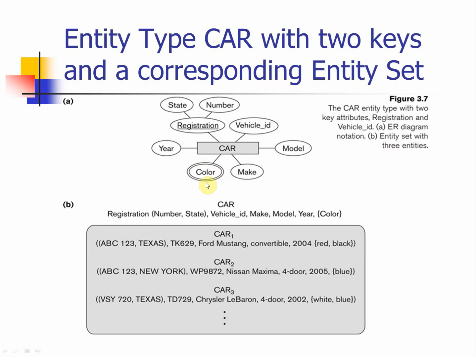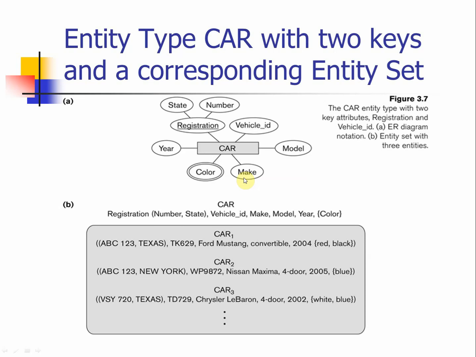Color, in another case, like we said earlier, a car may have multiple colors. So now we need to use a double oval to indicate that you can have multiple colors. This database will be able to handle that. So this is the design of the entity for the car.